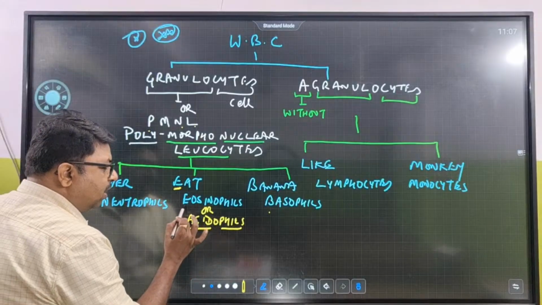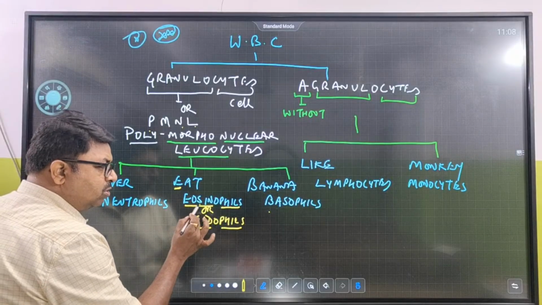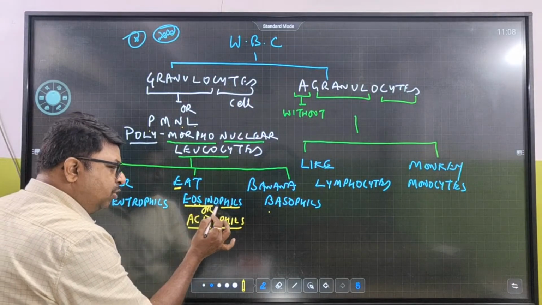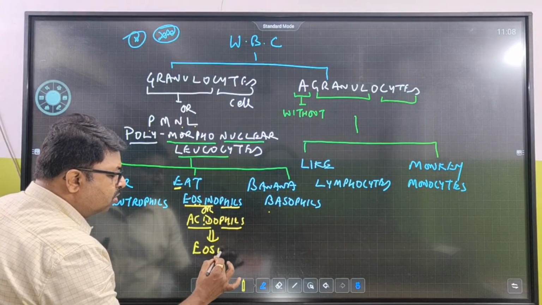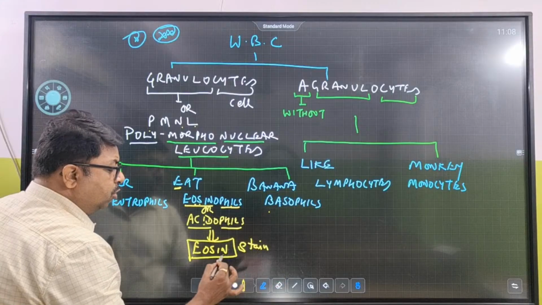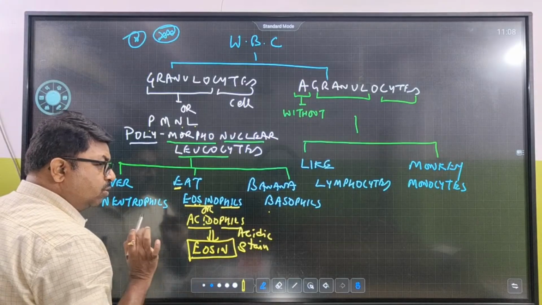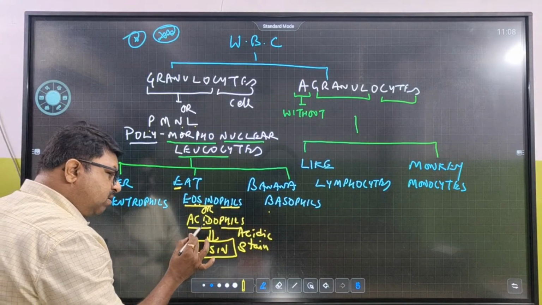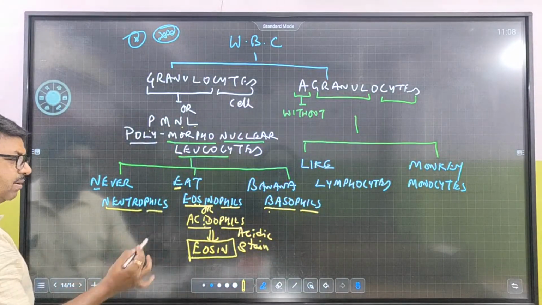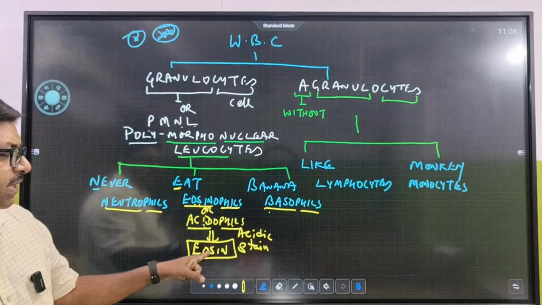These acid-loving cells are also called eosinophils. Why are they called eosinophils? Because they can be stained by an acidic stain named eosin. So what is the stain? The stain is an acidic stain, and that is eosin. So you can see over here, acid-loving eosinophils, base-loving basophils, neutral-loving neutrophils. Acid, base, neutral. Clear? They can be stained by an acidic stain called eosin.